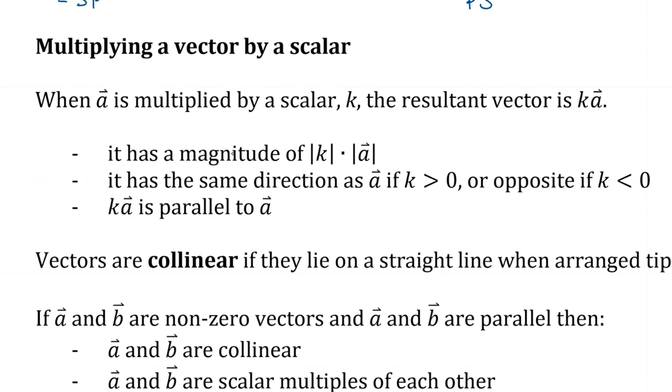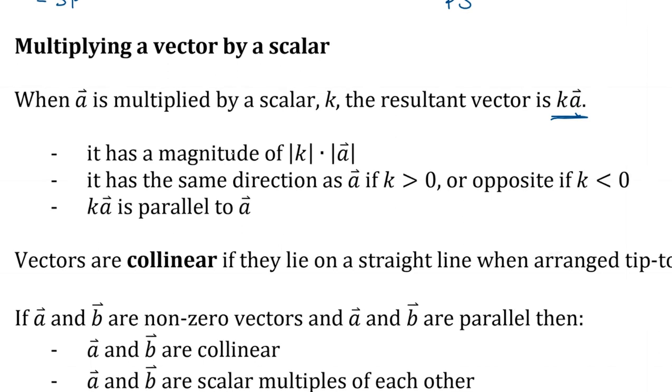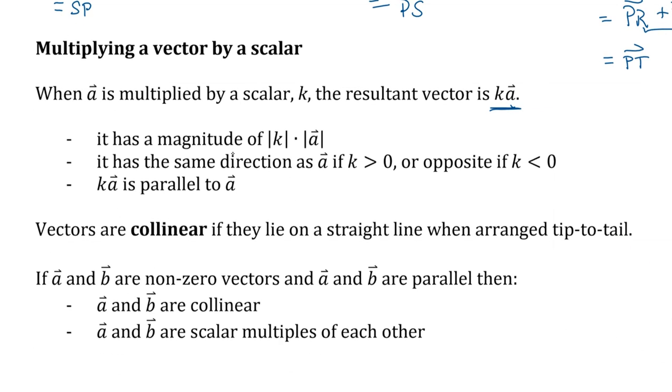Okay. Again, I think this is fairly intuitive. So A is multiplied by scalar k. The resultant vector would be kA. It has a magnitude of k times the magnitude of A, as I just said. It has the same direction as A if k is positive, or opposite direction of A if k is negative. So if you multiply by a negative, you're changing the direction of the vector. And the resultant vector kA is going to always be parallel to A, either in the same direction or opposite directions. Okay.